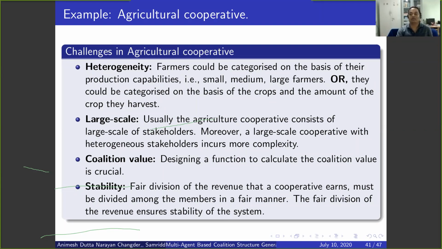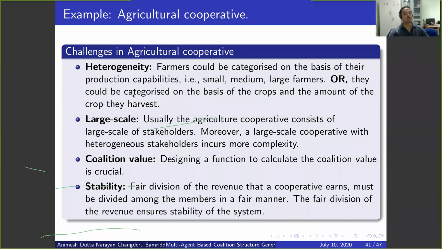Farmers should be categorized on the basis of their production capability. In India, there are different types of farmers. If you see the native places of India, you will find very small to small farmers, medium scale farmers, large farmers. They could be categorized on the basis of crops also. Some farmers are very efficient to produce, I mean, they have a lot of experience of producing paddy. On the other hand, some farmers may have experience of producing sugarcane. So that is the heterogeneity.